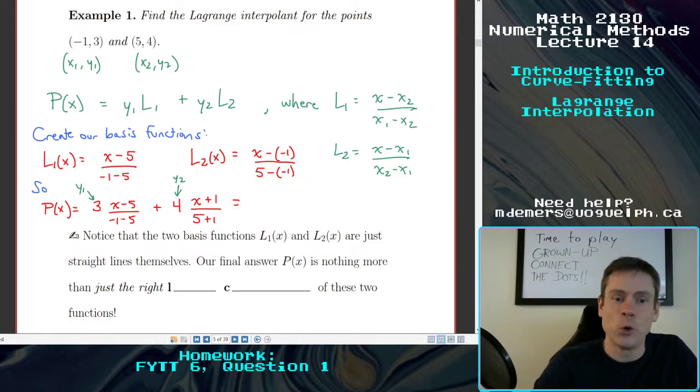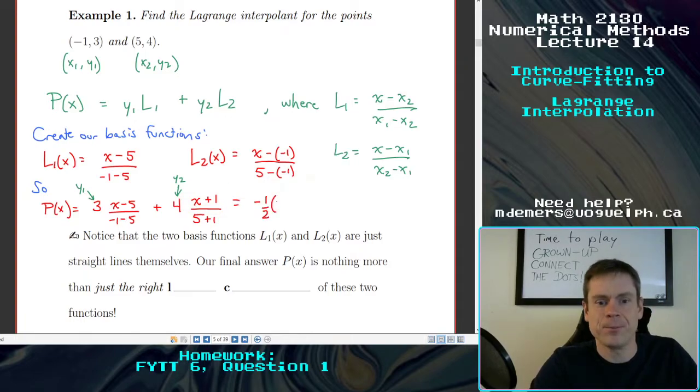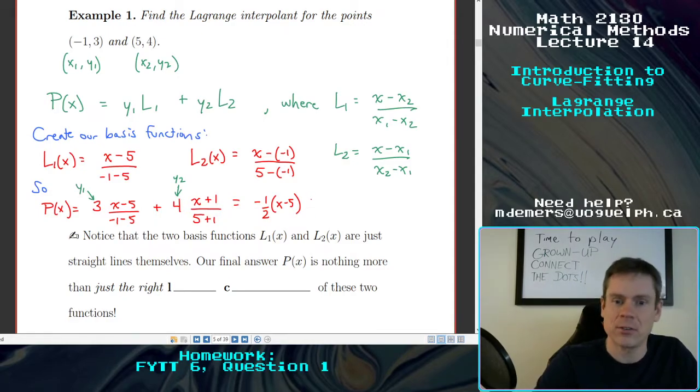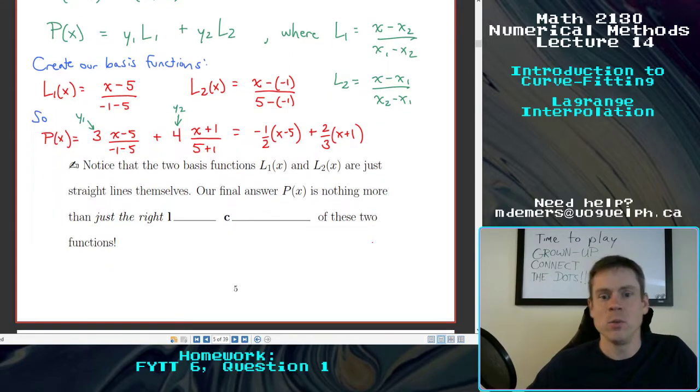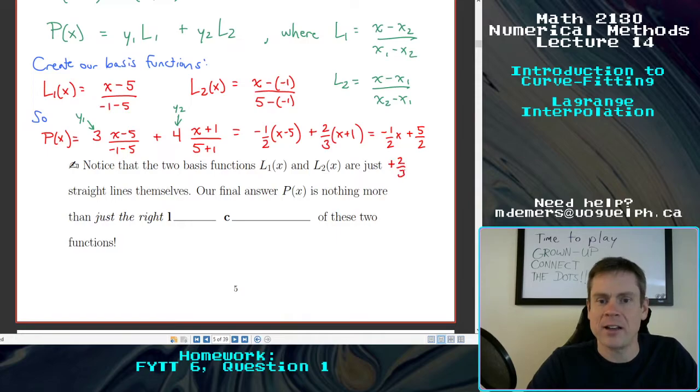This is 3 over negative 6, so I think this works out to negative a half times x minus 5. And over here we have 4 over 6, so that works out to 2/3 times x plus 1. And heck, we could really just simplify this all the way down, so why don't we do that, just for funsies? Minus a half x plus 5 halves plus 2/3 x plus 2/3.